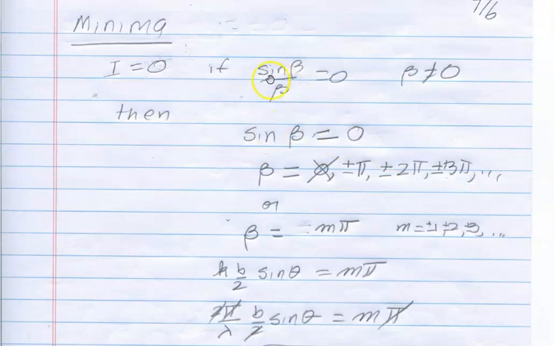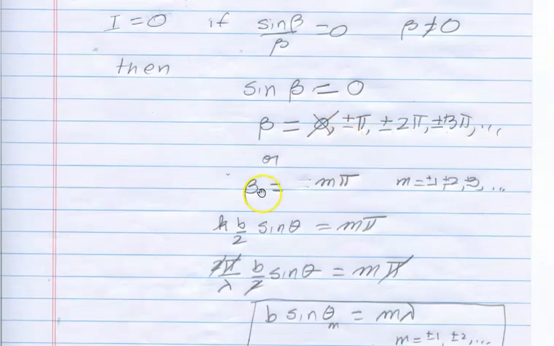So beta is not 0, and so this will vanish when sine beta is equal to 0. Now, in general, the sine vanishes for beta equal to 0 or any integer multiple of pi, positive or negative. But we already know that for beta equals 0, I is not 0, it's I naught, so we have to eliminate that one. Or more succinctly, beta is equal to m times pi, where m could be plus or minus 1, plus or minus 2.